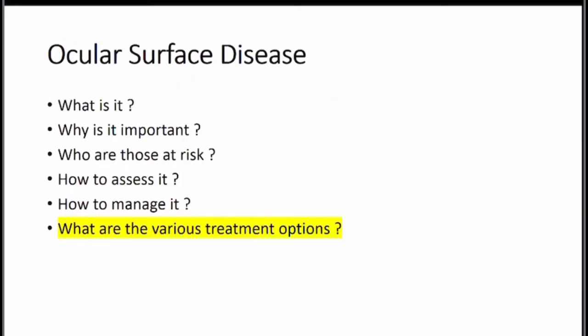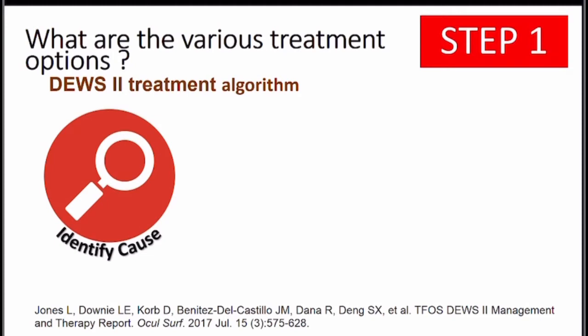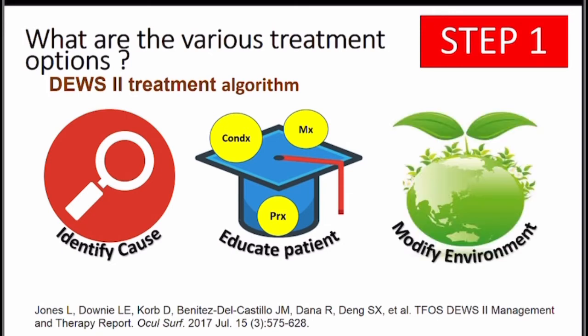So what are the various treatment options? We have the Dry Eye Workshop 2 treatment algorithm. We have to identify the cause, as mentioned earlier. We have to educate the patient about their condition, the management protocol, and the prognosis. Educating the patient makes them part of the medical team, and this significantly improves the patient's compliance with therapy because now the patient is aware of their condition.